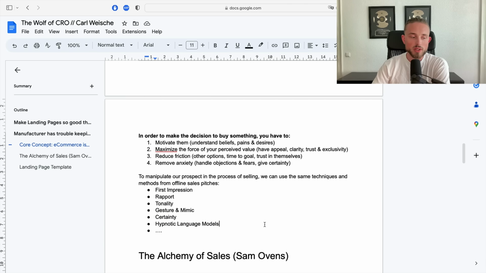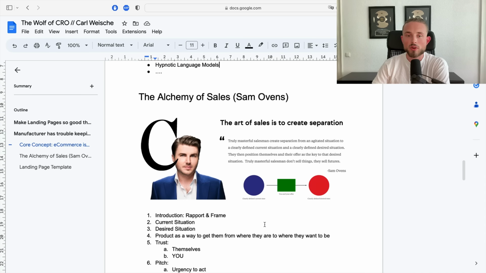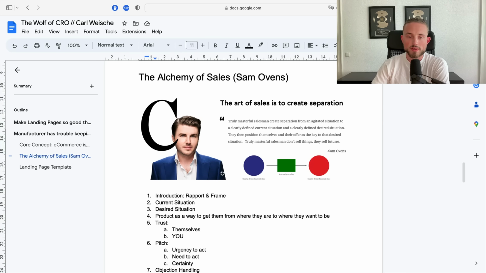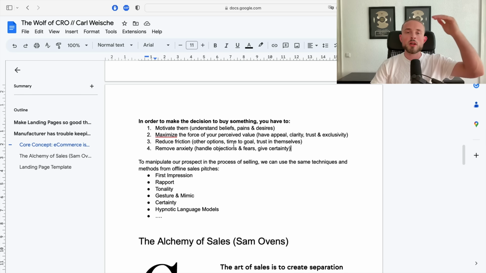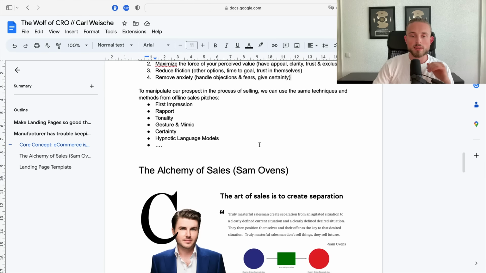And before jumping into how you can do this with a landing page, I want to break down the alchemy of sales based off what Sam Ovens taught, right? In terms of how the sales call, for example, or sales pitch works. I've talked about the principles, so what do you need to include, but now I want to break down the order and basically the procedure of selling somebody.